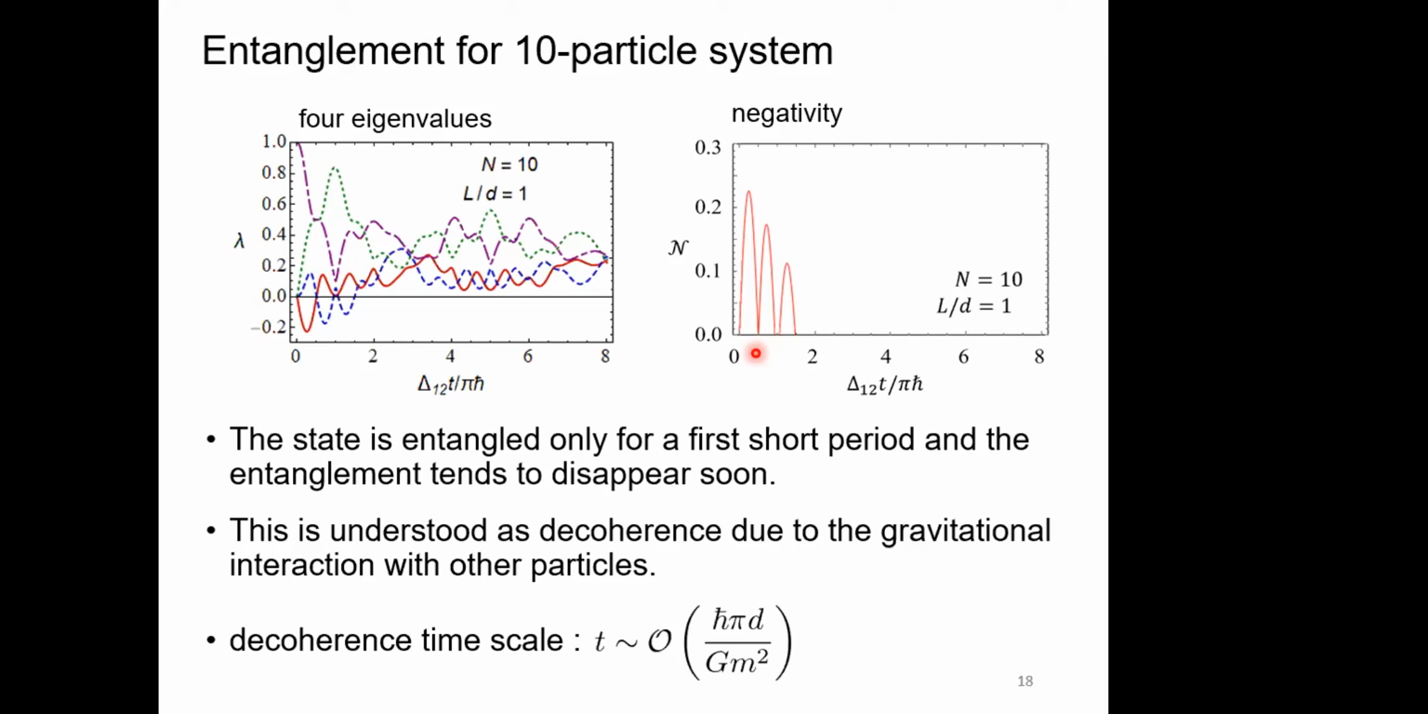We can estimate that the characteristic time of this type of decoherence is determined by Δ1,2 over πħ, and is of the order of ħπd over πGm squared.